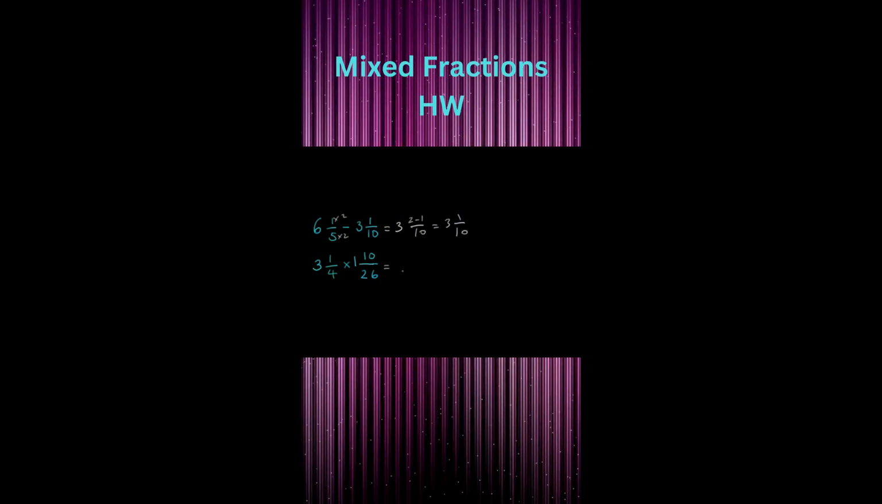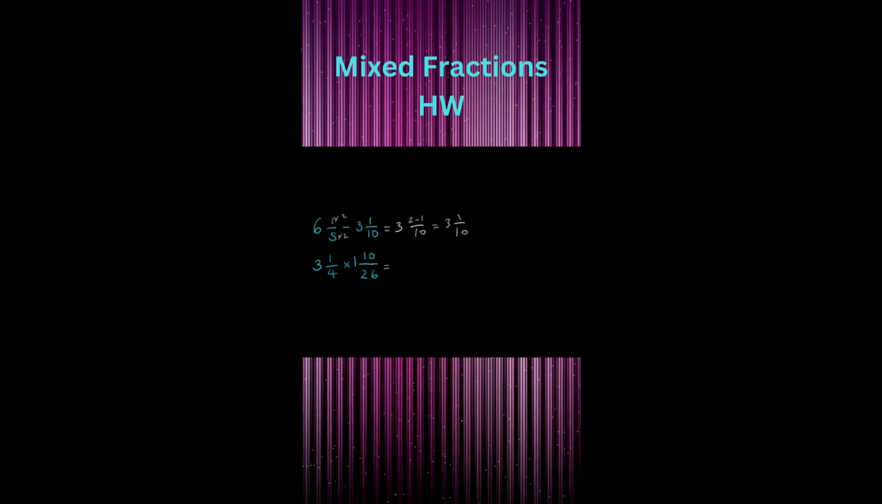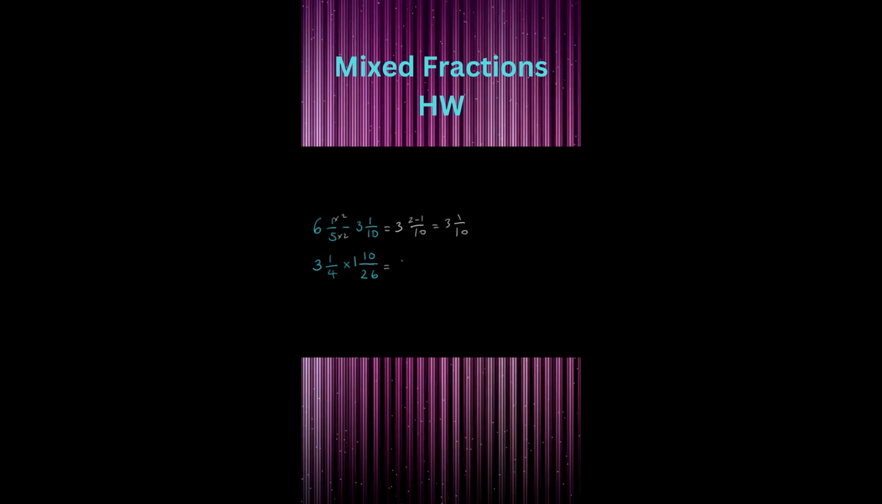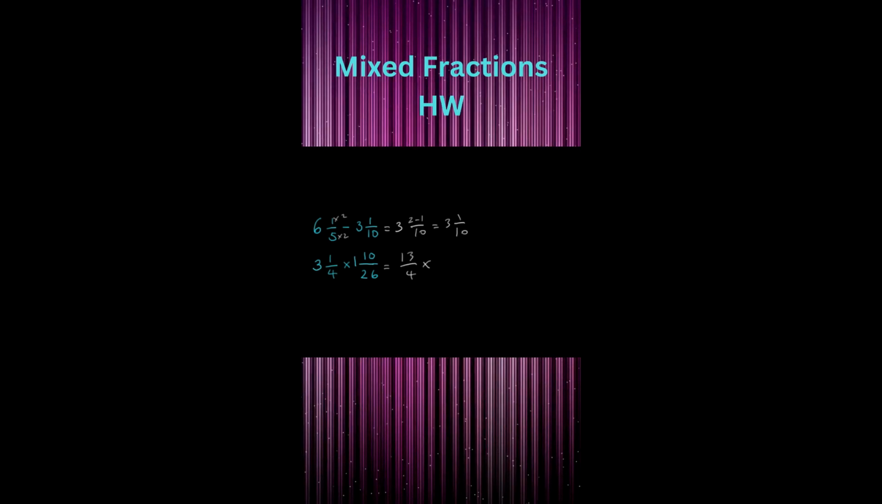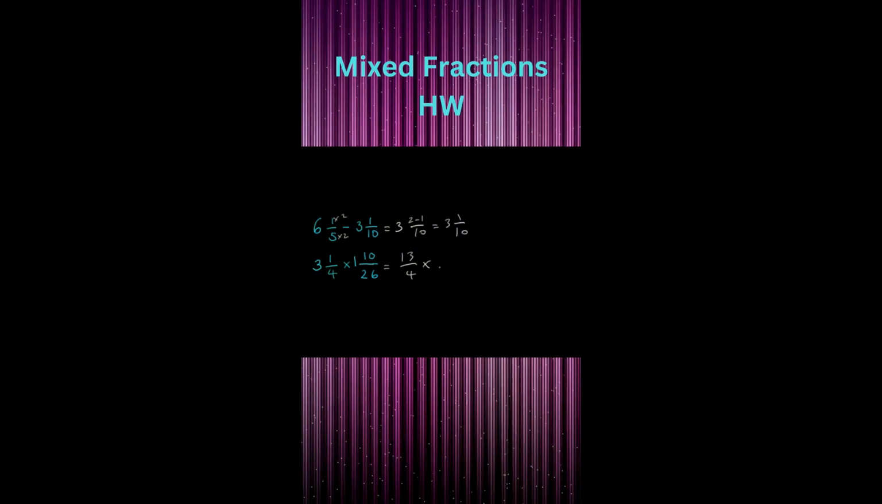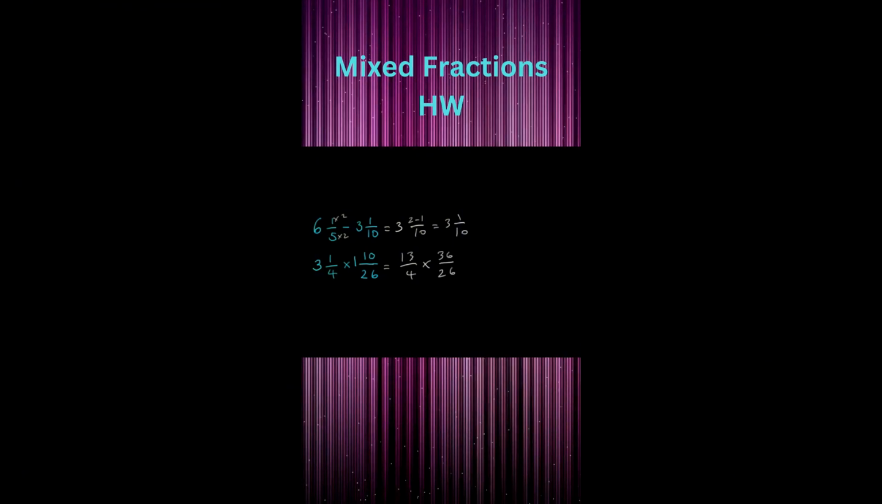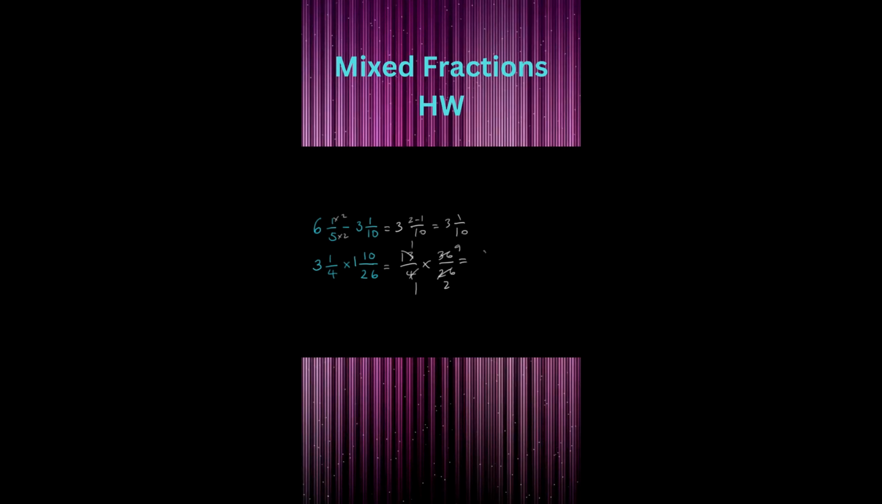For the second question here, we're going to switch them into improper fractions. 3 times 4 is 12, plus 1 is 13. Then we're going to do 26 times 1 plus 10. That's 36. Then we're going to do some cross reducing. We get a final answer of 9 over 2.